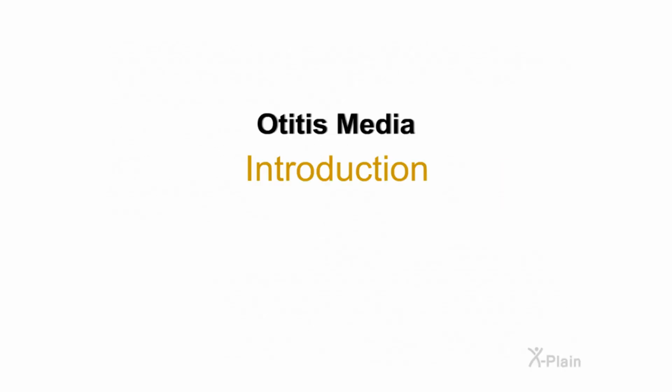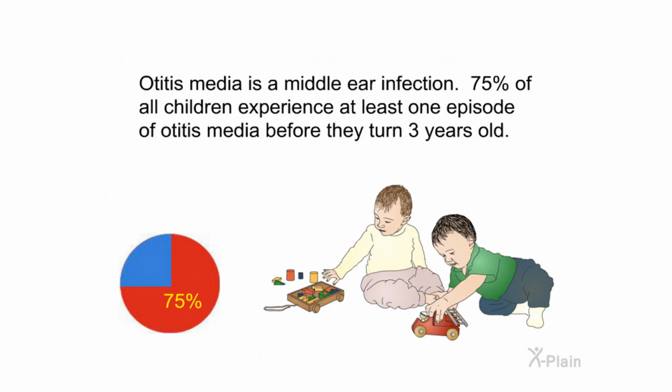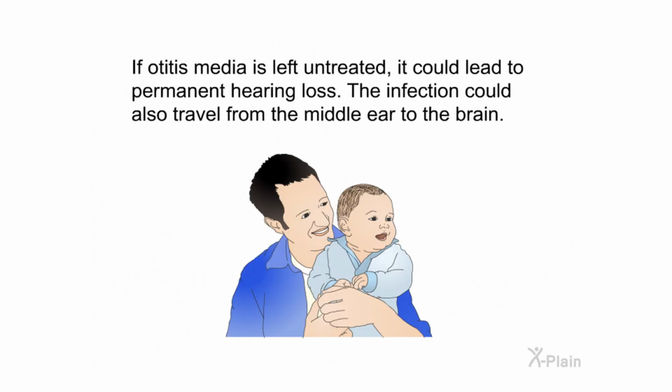Otitis Media. Introduction. Otitis media is a middle ear infection. 75% of all children experience at least one episode of otitis media before they turn 3 years old. If otitis media is left untreated, it could lead to permanent hearing loss. The infection could also travel from the middle ear to the brain.